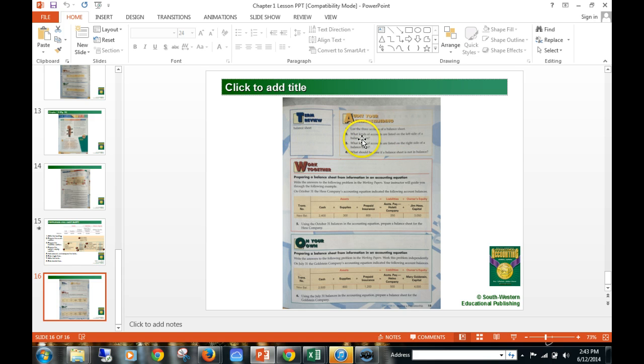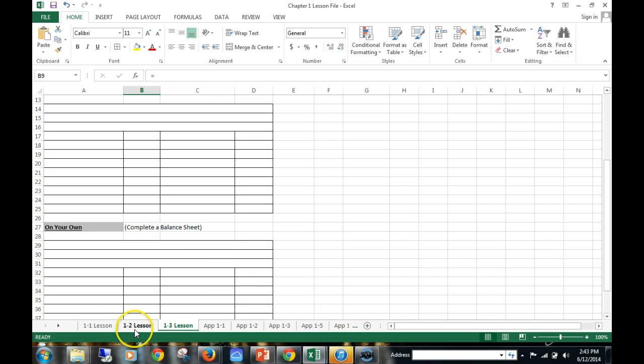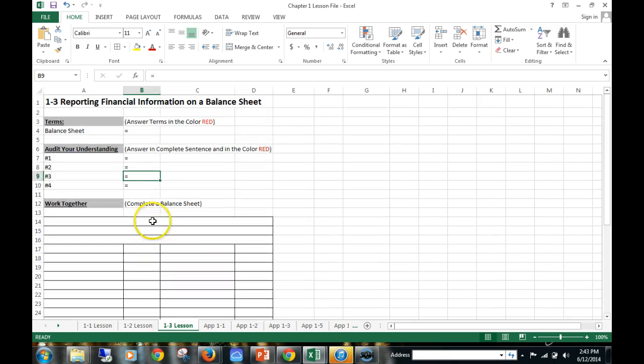Then you have your audit your understanding, your work together, you're on your own, which again can be found under the 1-3 lesson. I scroll to the top here. Balance sheet, again, make sure this is in red. Make sure you write out or type out the terms. Same with audit your understanding, and again, make sure they're in complete sentences. I will mark you down if they are not in complete sentences or have misspellings, things like that.